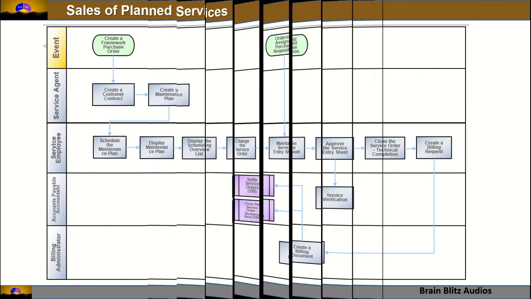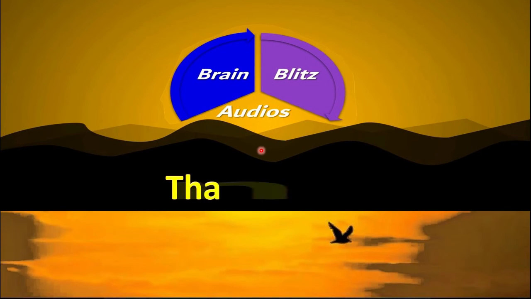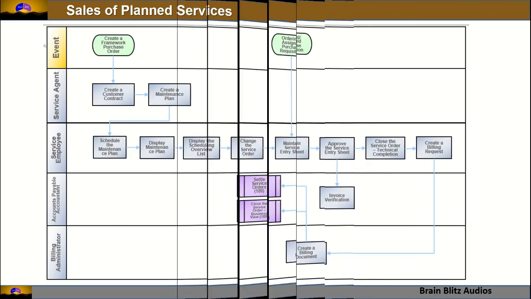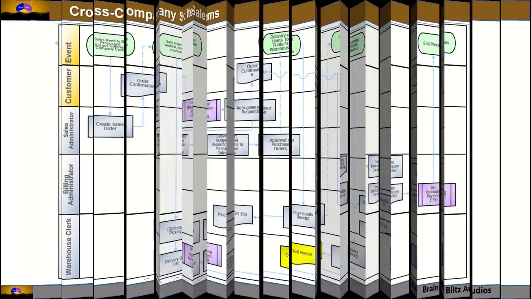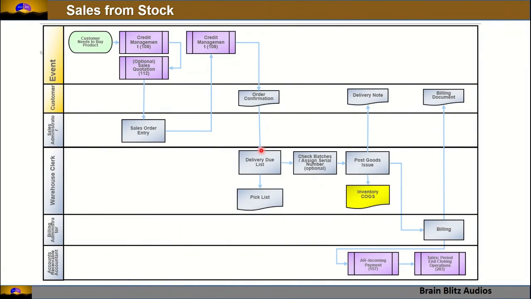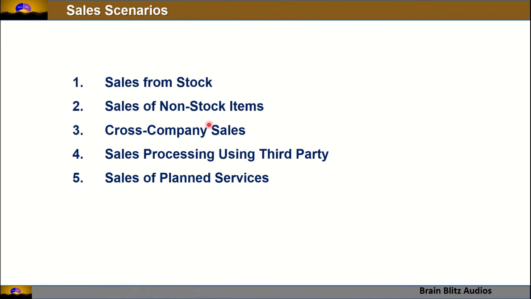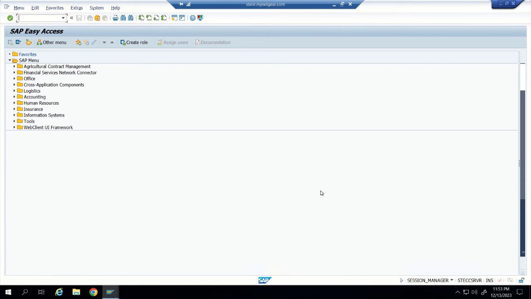So we talked about the different services. Now let us look at the system and what things we are using. Let me just go through a recap. We talked about sales from stock, sales of non-stock items, cross-company sales, sales process using third party, and sales of planned services. Let me just show you the system, what the menus and all those things are, just to understand from a system perspective.